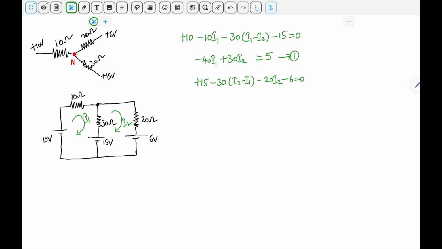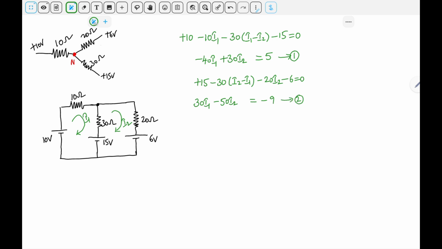Now 15 minus 6 is 9. When you send it to the RHS, it becomes minus 9. The coefficient of I1 is minus 30 into minus 1, therefore plus 30, so 30 I1. And minus 30 I2 minus 20 I2 is minus 50 I2. So this is the second equation.